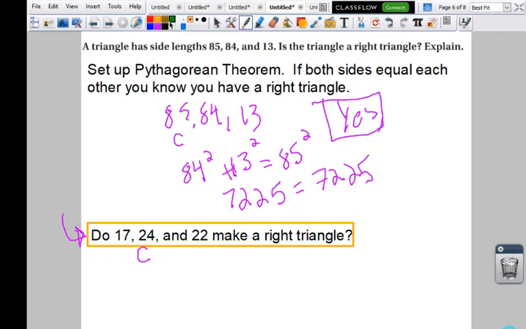Kylie, how do I set this problem up? 17 squared plus 22 squared equals 24 squared. Alright, 17 squared plus 22 squared equals 24 squared. Mick, what's this left side equal?